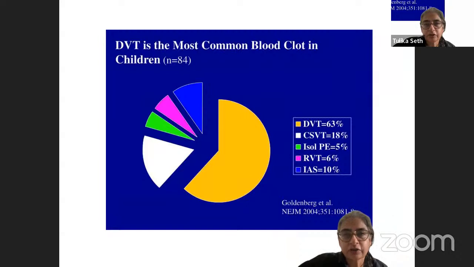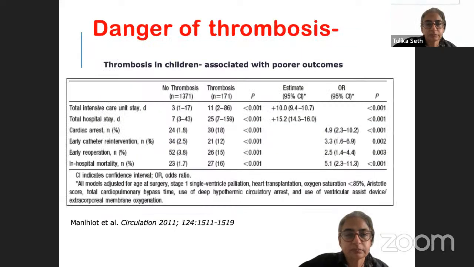What kind of venous thromboembolic phenomena are seen? The most common blood clots seen in children are deep vein thrombosis. Then we have central venous sinus thrombosis. Isolated pulmonary embolism is not very common in children. And then they can have other sites of thrombosis as well.